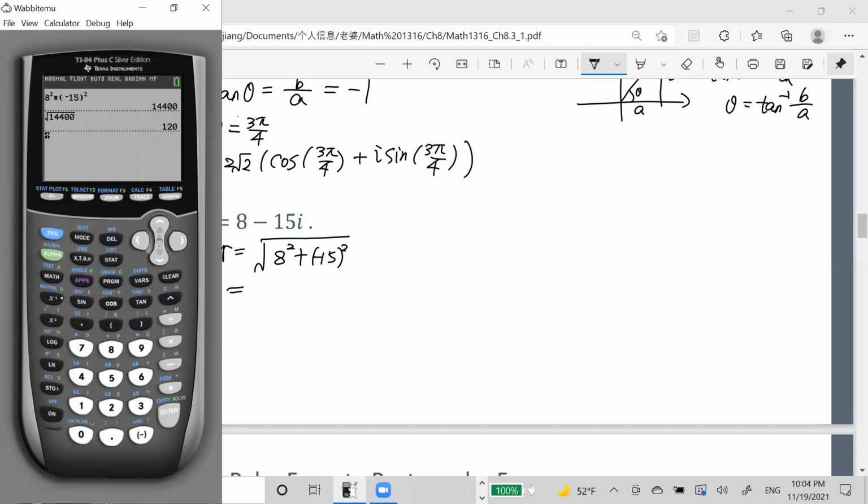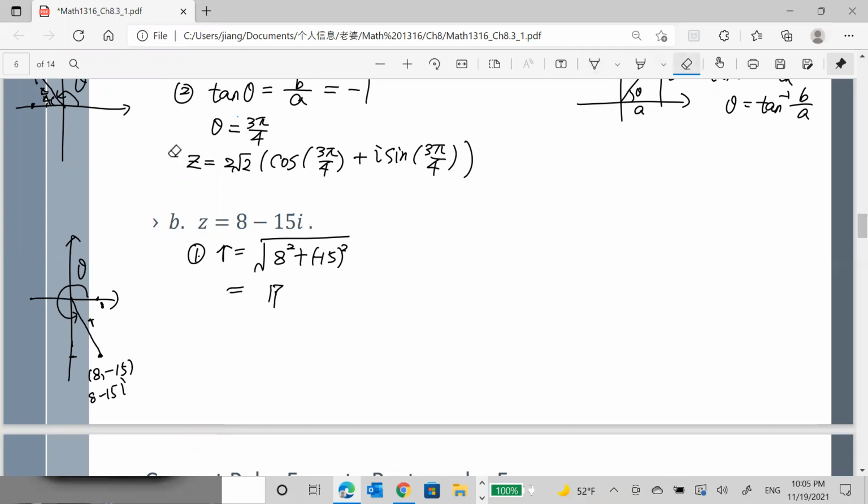Let's try again. Second, square root. So 8 squared plus, because -15 squared is 15 squared, 15 squared. That's 17. Where is my mistake here? Oh, I see. Here should be plus. Why did I put multiplication? So be careful here. When you compute that, look at your check. Go back to check your answer. This is 17. So put 17 here.